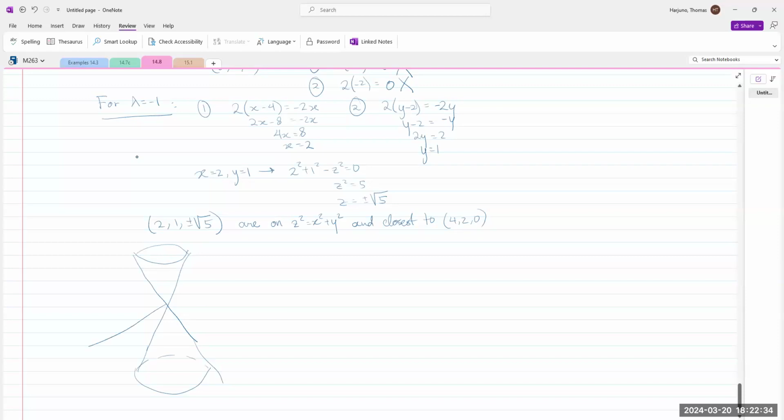Now, (4, 2, 0) happens to be on the xy plane. So let's say something here. I hope that explains which coordinates it's closest to. Something on the top, something sideways. If we see it sideways, it's closest to one of the points here and one of the points there. Let's say this is (4, 2, 0). That's closest to (2, 1, square root of 5) and (2, 1, negative square root of 5). Notice that the cone itself is symmetric with respect to the xy plane, and (4, 2, 0) is also on the xy plane.